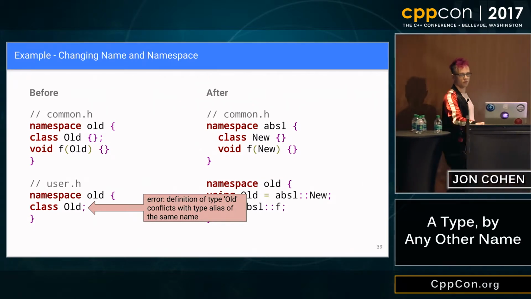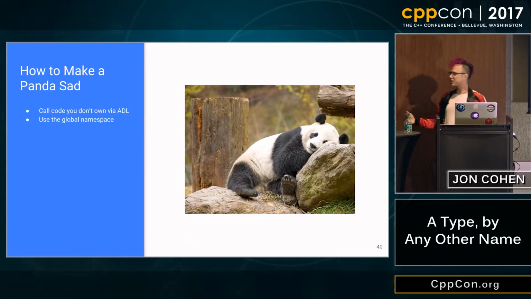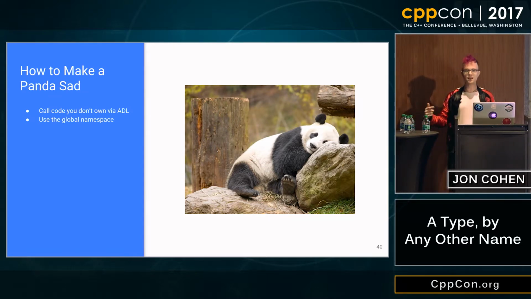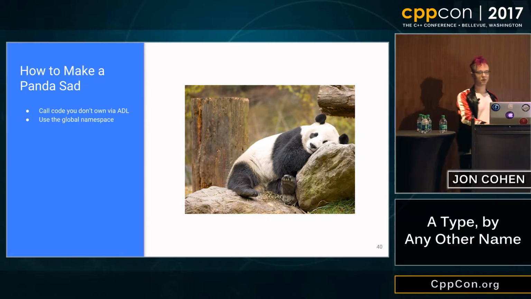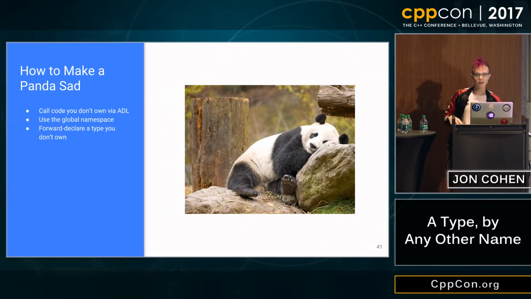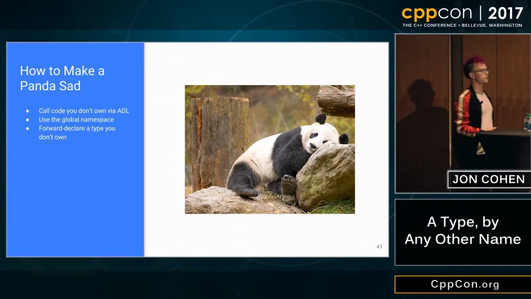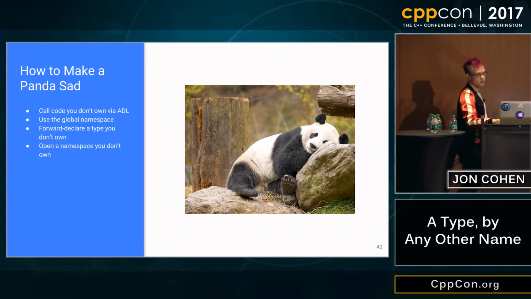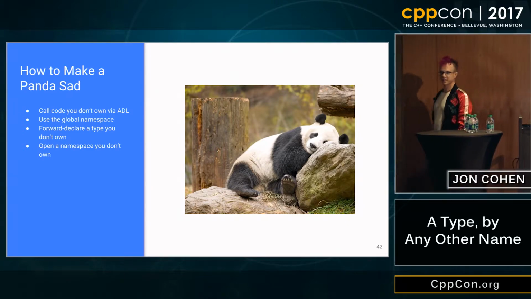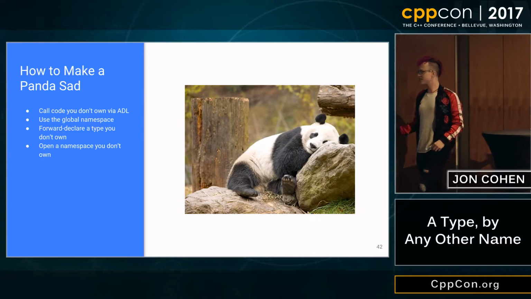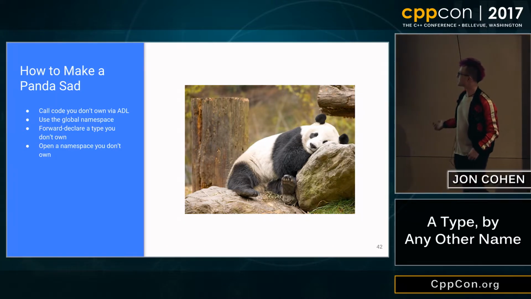So, as it turns out, pandas are made sad by everything that you can make sad with a puppy, but you can make pandas even more sad than puppies. Forward declaring a type you don't own will make pandas sad. I just talked about why this might be a bad idea. Also, opening a namespace you don't own makes pandas really, really sad. This is basically the same rule as don't open namespace did. There's a reason it's in the language. It's in the language spec.